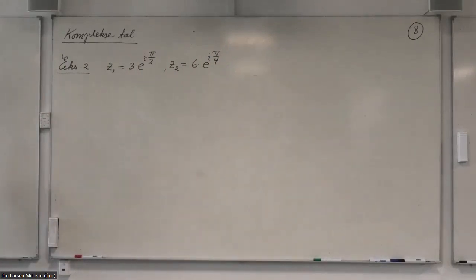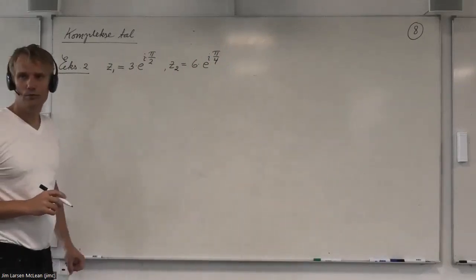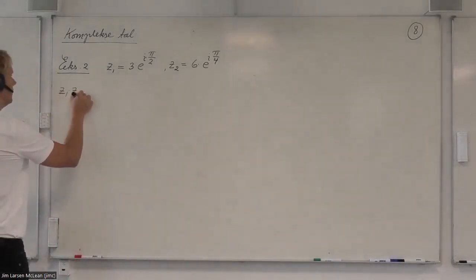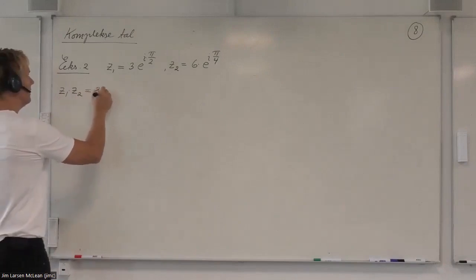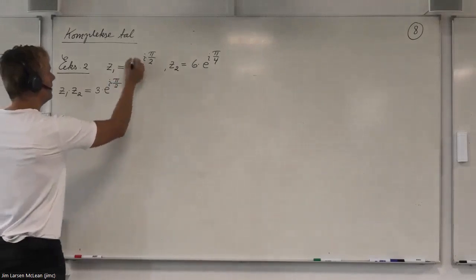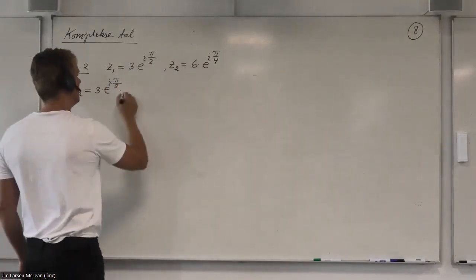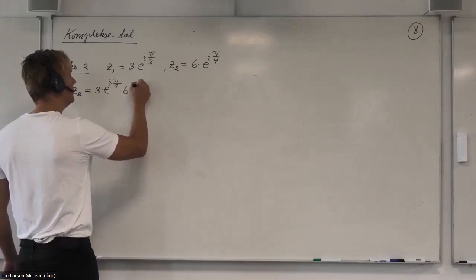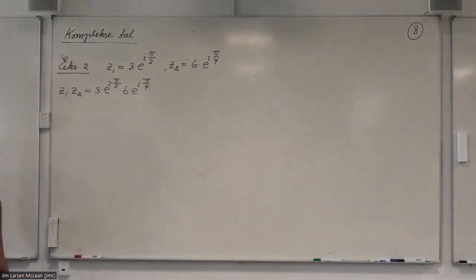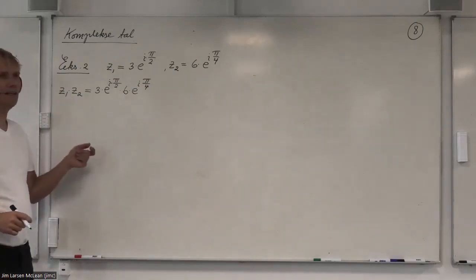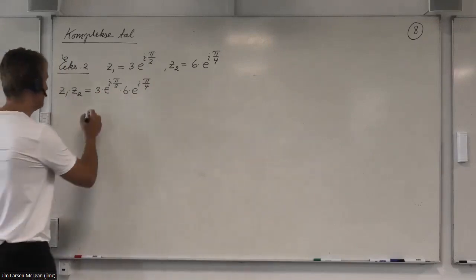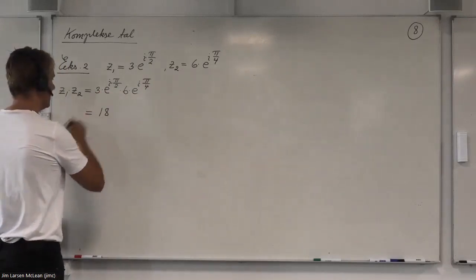And now I'd like to show you how I find z1 times z2. Well, that would just be 3 times Euler's number raised to the power of pi over 2, multiplied by 6 times Euler's number raised to the power of pi over 4. And then you just look at it and take all the numbers that appear here at the front, the two numbers 3 and 6, and start by multiplying them. So that must be 18, because 3 times 6 is 18.